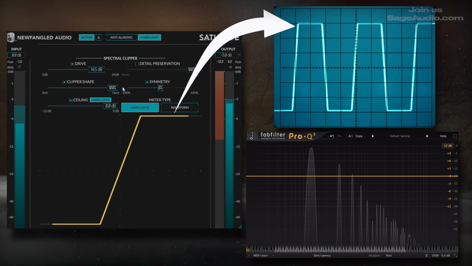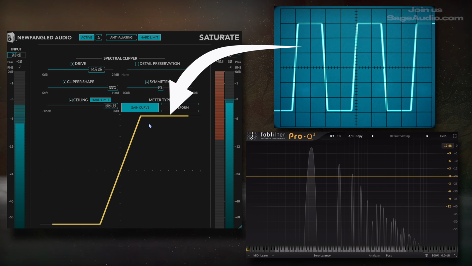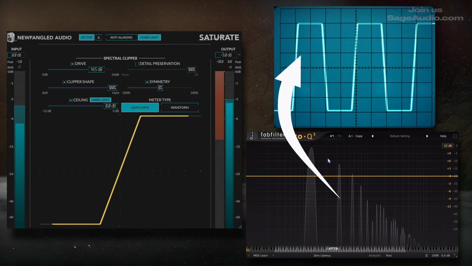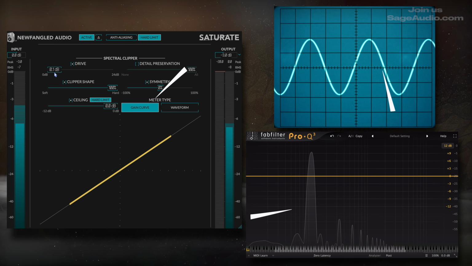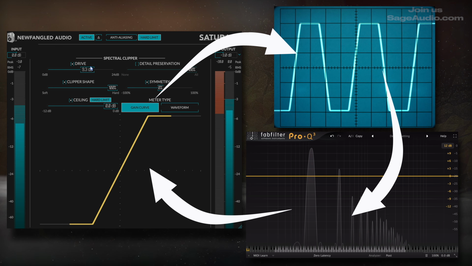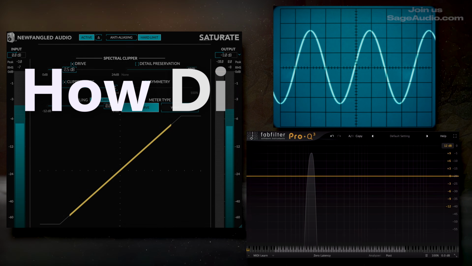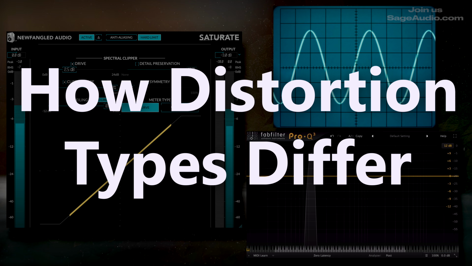You can't have wave shaping without saturation. If wave shaping is occurring, there has to be some form of saturation. If harmonics are generated, that means the wave was shaped, etc. They're not exactly the same thing, but they're so interconnected, you can get away with using them interchangeably. Now, with that in mind, let's cover how distortion types differ.